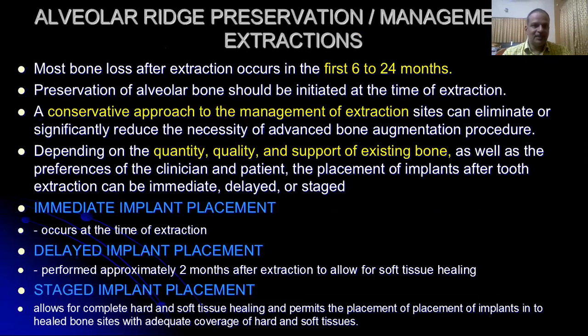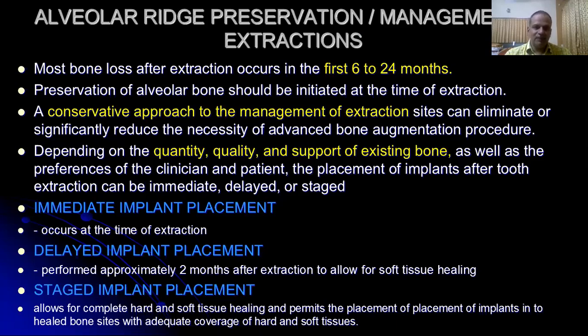So let's see the alveolar ridge preservation and management of extraction. As we all know, tooth extraction leads to alveolar bone resorption and/or alveolar bone loss, so it's very important to preserve the alveolar ridges at the time of extraction. Most of the bone loss after extraction occurs in the first 6 to 24 months. The preservation of the alveolar bone should be initiated at the time of extraction.